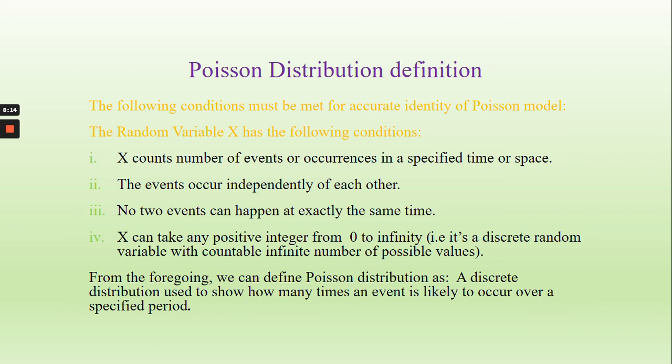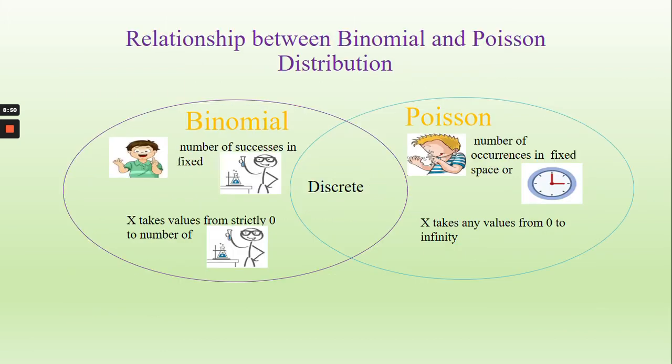Therefore, from the foregoing, we can define the Poisson distribution as a discrete distribution used to show how many times an event is likely to occur over a specified period. So that is where this Poisson distribution is defined: a discrete distribution used to show how many times an event is likely to occur over a specified period of time.